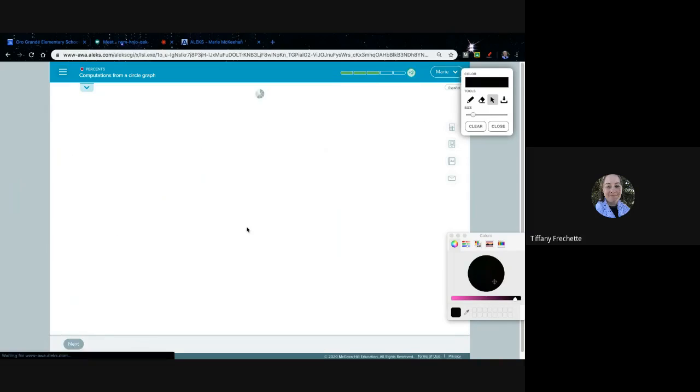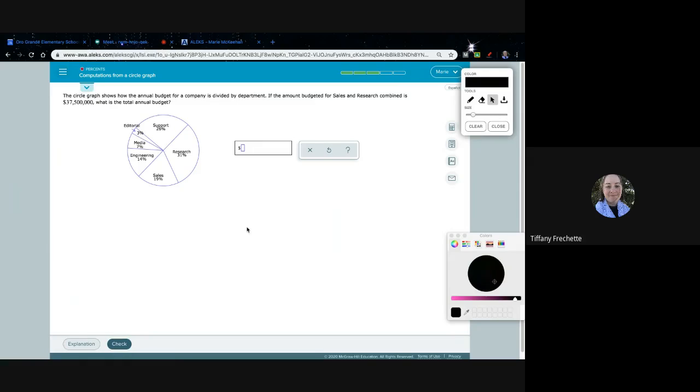Okay, let's do one more of these. The circle graph shows how the annual budget for a company is divided by department. If the amount budgeted for sales and research combined is $37,500,000, what is the total annual budget? So we're back to, we don't know what our total annual budget is. We need to know what percentage we're multiplying by in order to get 37,500,000.